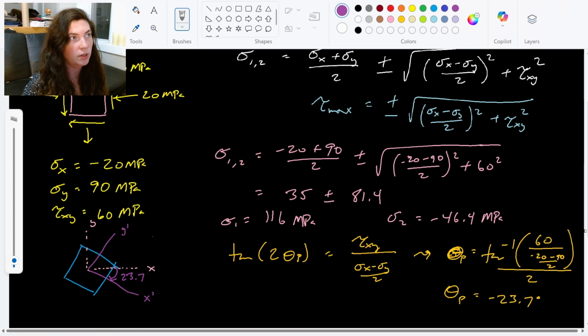And if I want to know my other angle for my principal stress, I could just add 90, right? That would give me where this Y location is. So I have the angle for my principal stress, where that's hitting, but I don't know which one sigma 1 is and which one sigma 2 is. I don't know which one is X and which one is Y.